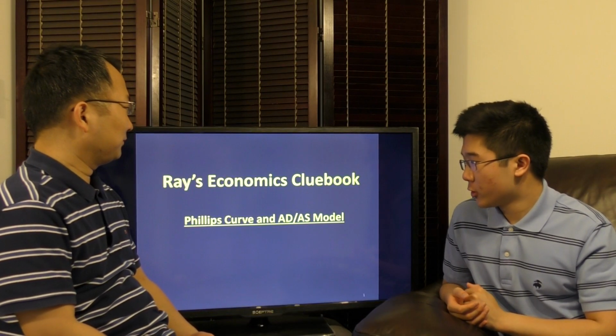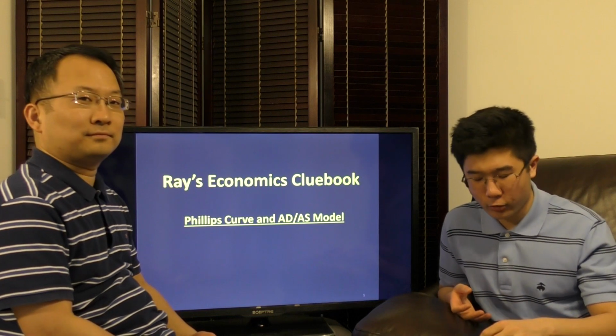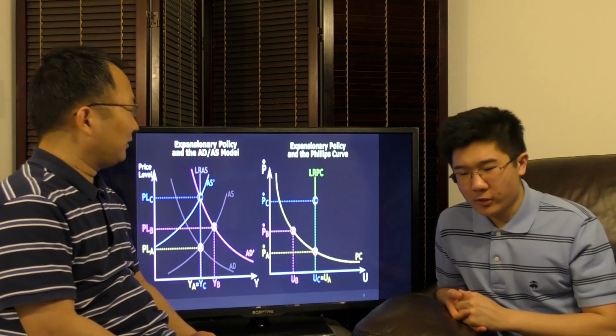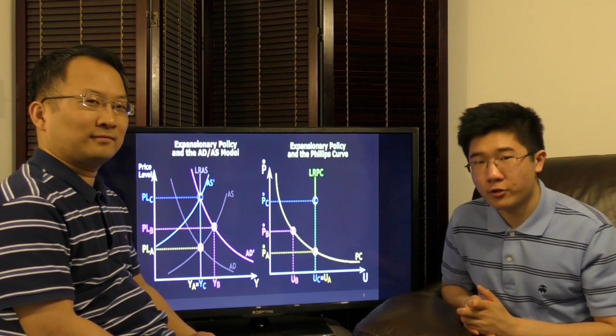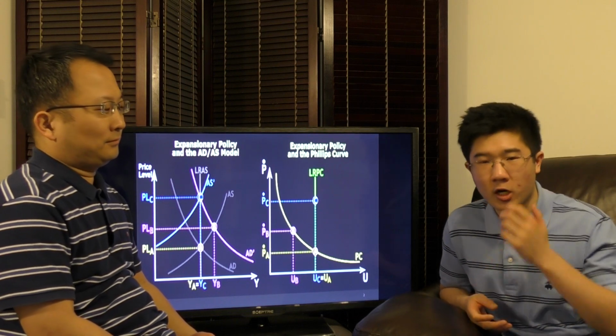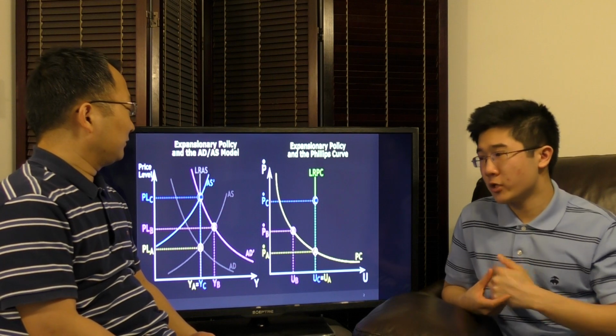Today, we're talking about the Phillips curve and how it relates to and corresponds with the AD-AS model. Okay. So, about the AD-AS model, as some quick review, basically, we see expansionary policy in the short run and long run. For instance, the government increases spending or decreases taxes or interest rates.